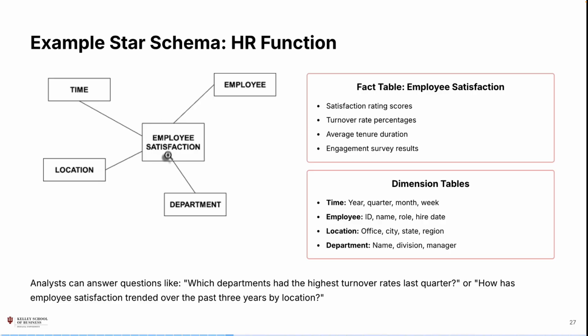In this HR star structure, you can see the central fact table is employee satisfaction. It includes measures such as satisfaction scores and turnover rates. And here we have some surrounding dimension tables: time, employee, department, location. These dimension tables connect to the central fact table. And this star structure immediately enables analysis across those different dimensions. So for example, we can ask questions such as, which department has the highest turnover rate last quarter? Or how has employee satisfaction trended over the past 3 years by location?